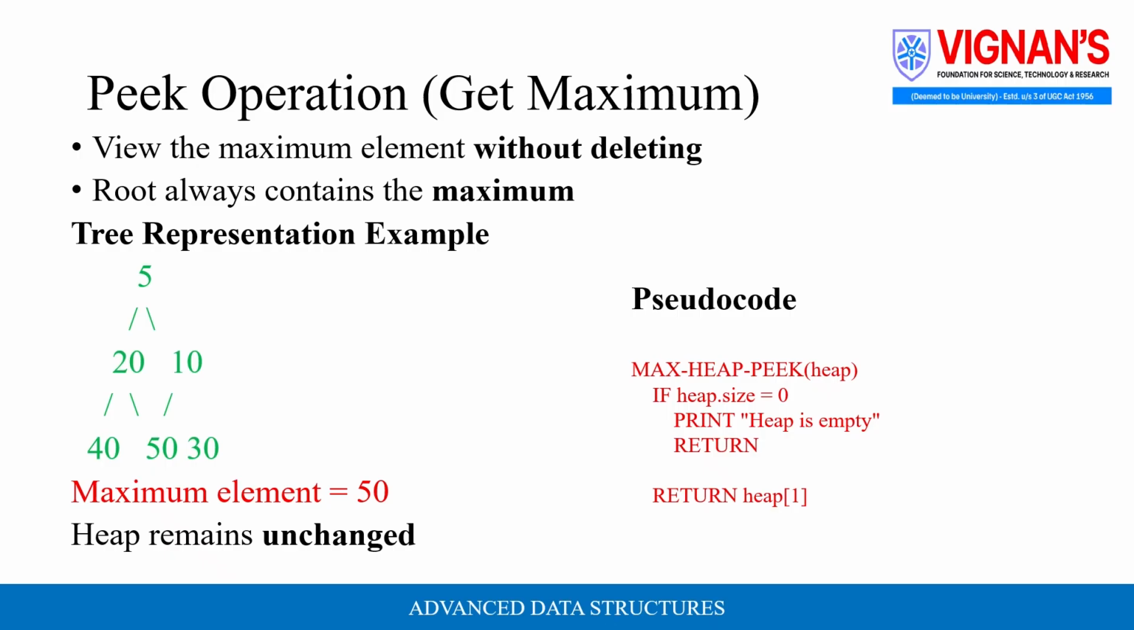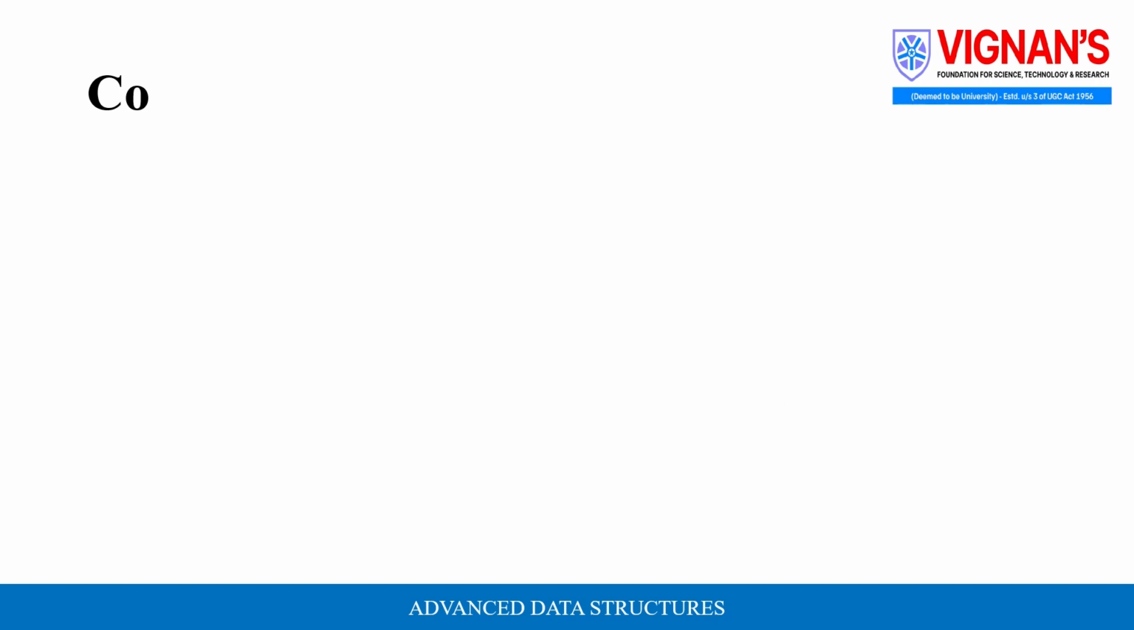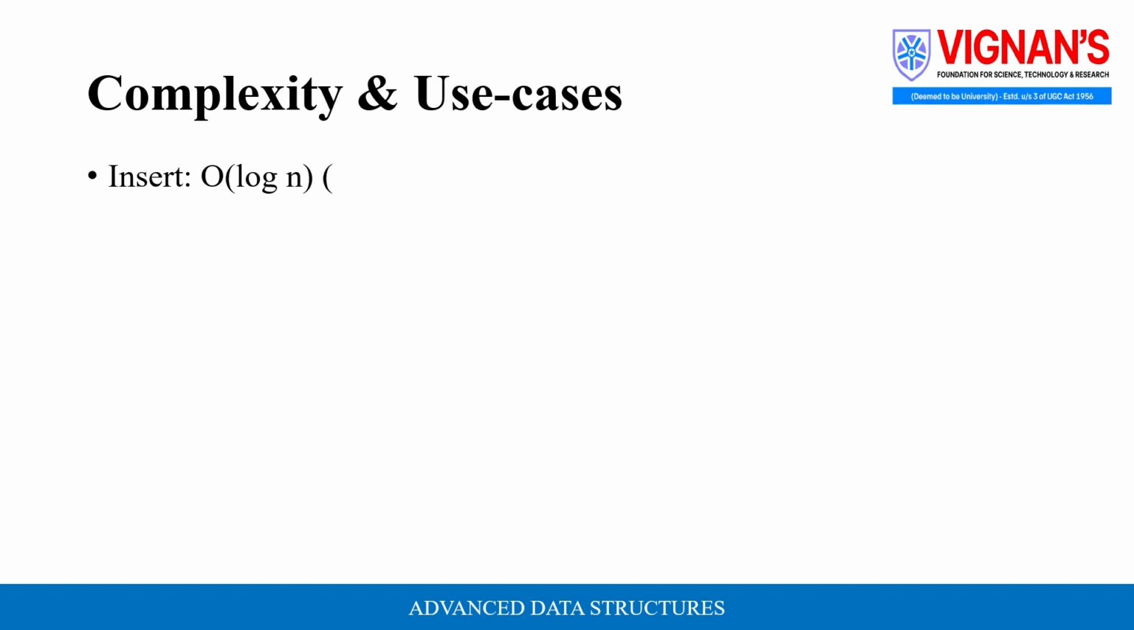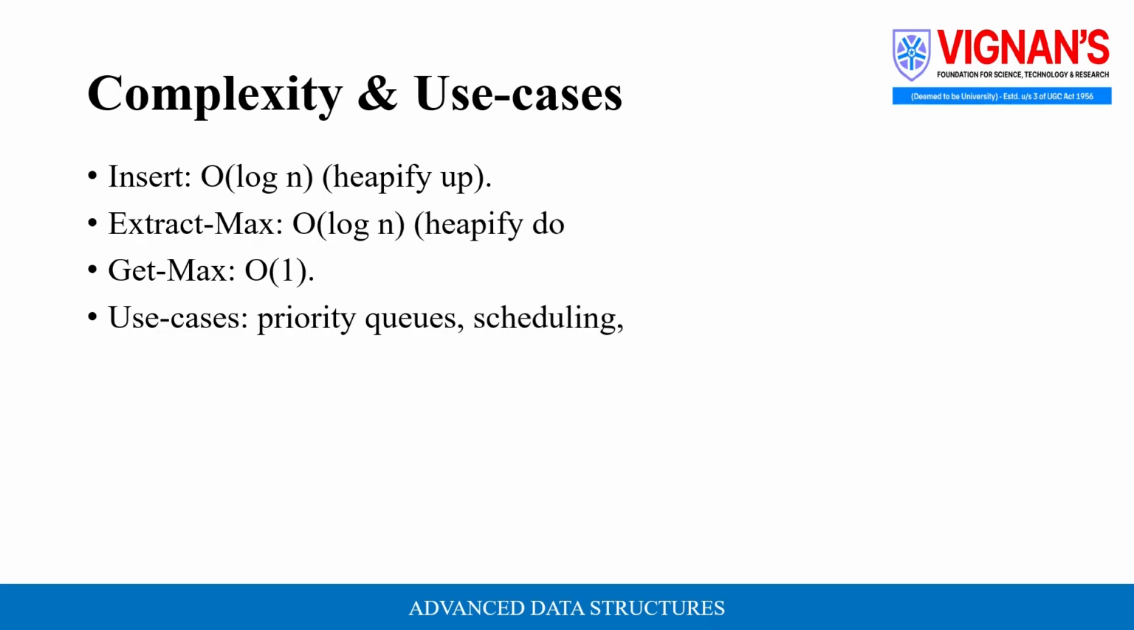The peek operation does not modify the heap structure and does not perform any swapping. Therefore, the time complexity of the peek maximum operation is O(1), since it directly accesses the root element. This operation is very useful when we only need to check the highest priority element without removing it. The time complexities are: insert O(log n), extract max O(log n), get max O(1).